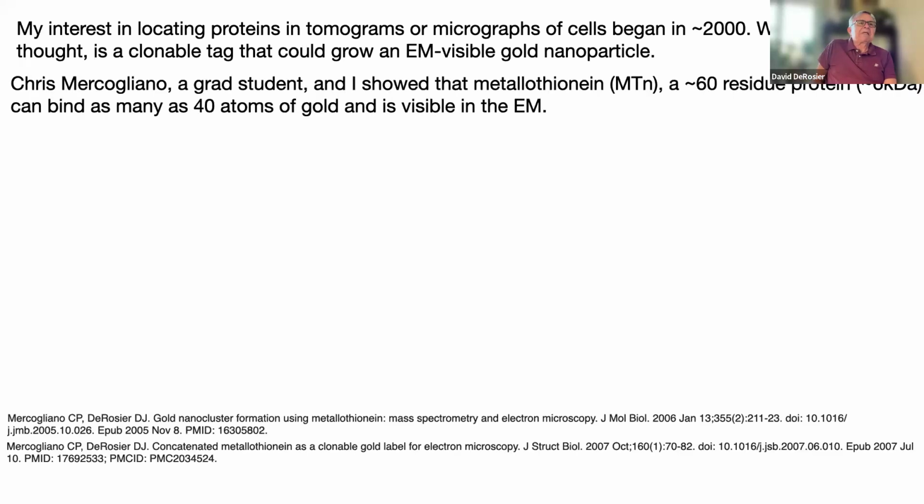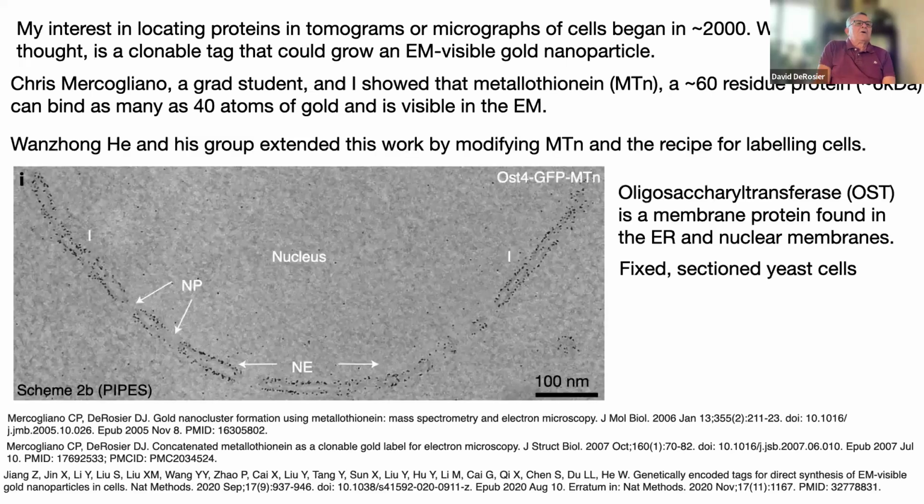So a very good graduate student, Chris Mercogliano, and I showed that metallothionein, which is a 60-residue protein, 6 kilodaltons, really tiny, can bind as many as 40 gold atoms and is visible in the EM. Chris went on, and I retired, but Wanzhong He and his group extended this work by modifying metallothionein and the recipe for labeling cells.